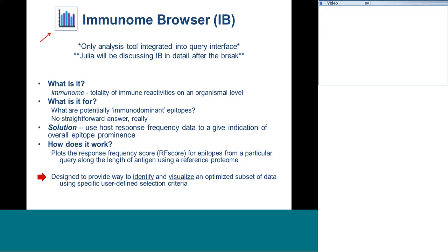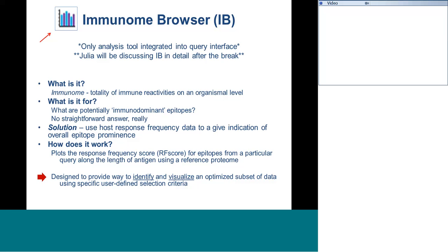Well, the Immunome Browser plots the response frequency score, or the RF score, of the epitopes from a particular query. So this is, again, at the level of the results page. It takes all the epitopes from your query and plots them along the length of the antigen, or all of the antigens, in the case of an entire reference proteome. All right? So the reason why it's really nice is that it's designed to not just identify epitopes, but also visualize them and an optimized subset using your specific input criteria. So you can make it very stringent or you can make it very broad.